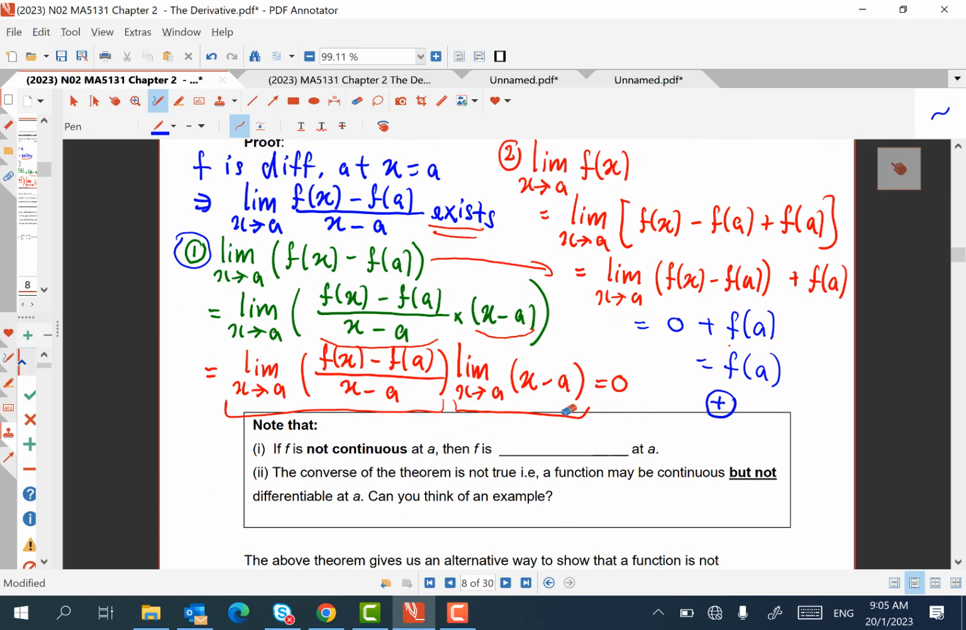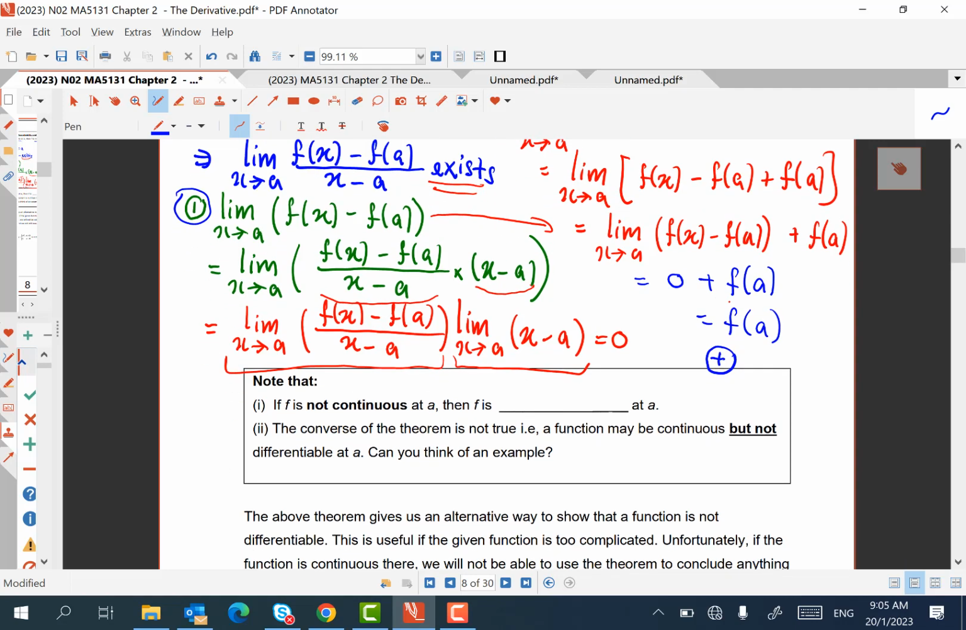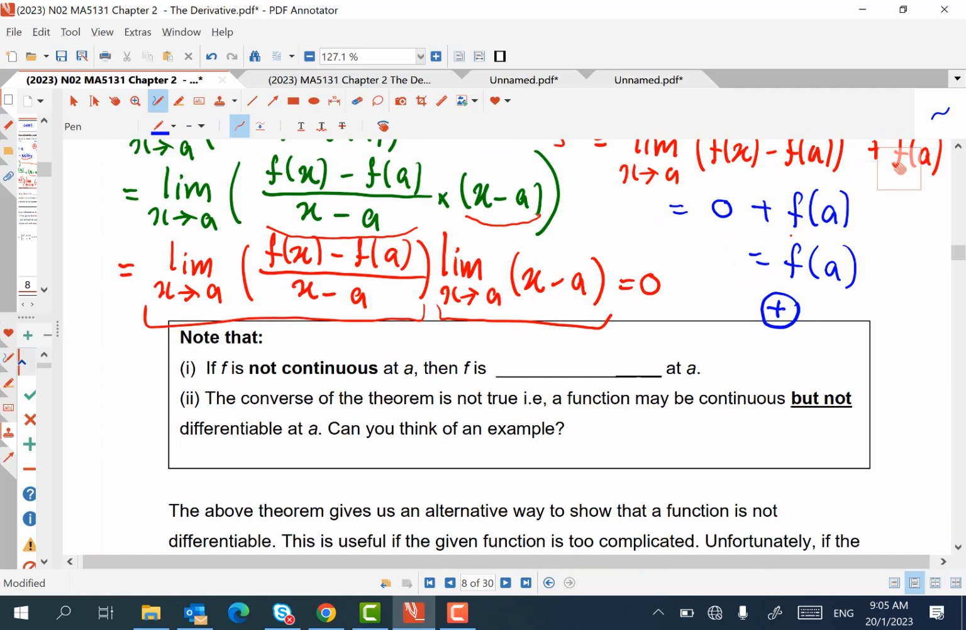Okay, let's ask to fill in the blank. So, obviously, I have to pick Jian Peng to fill in the blank. If f is not continuous, then f is... brilliant. The converse of the theorem is not true.